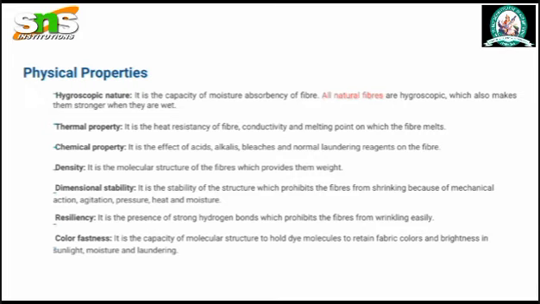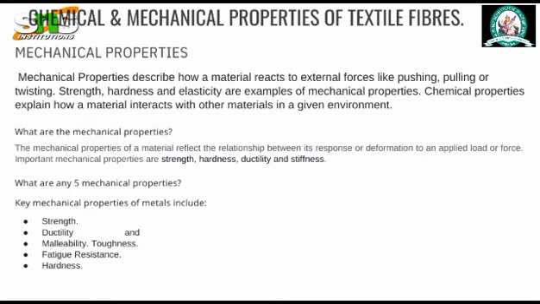It is the presence of strong hydrogen bonds which prohibits the fibers from wrinkling easily. Color fastness. It is the capacity of molecular structure to hold dye molecules to retain fabric colors and brightness in sunlight, moisture and laundering. Chemical and mechanical properties of textile fibers.